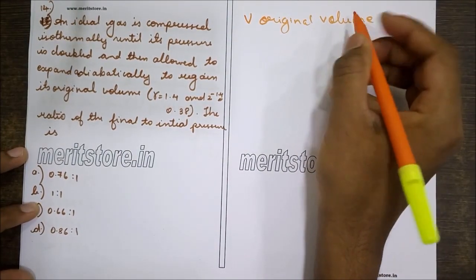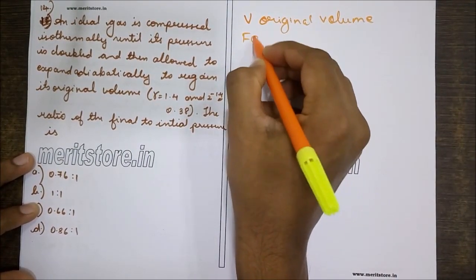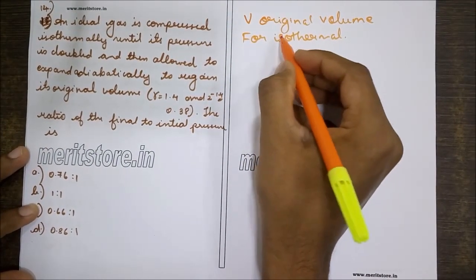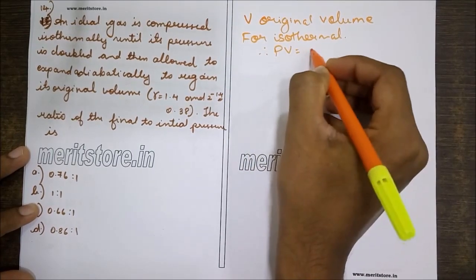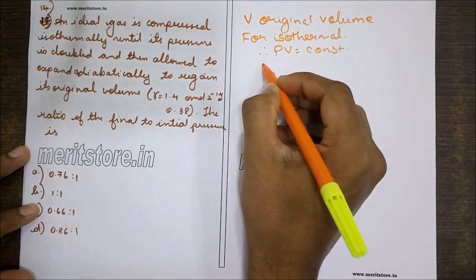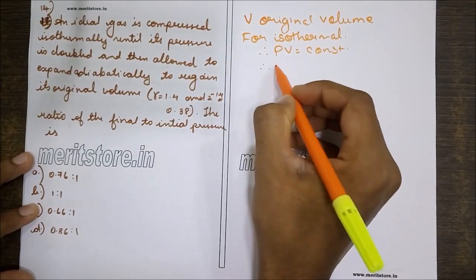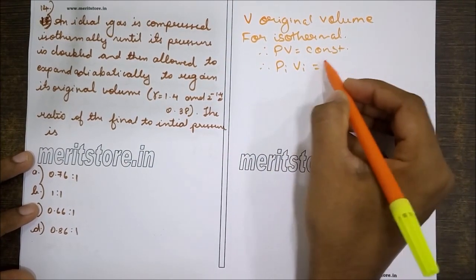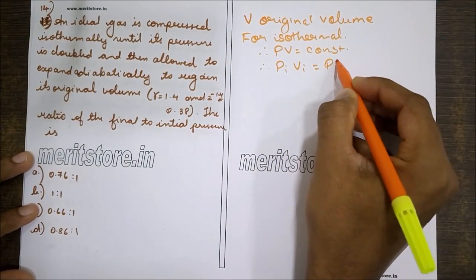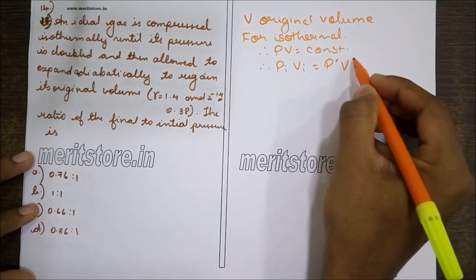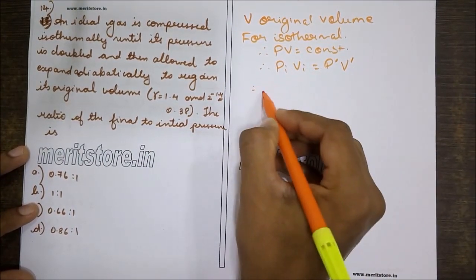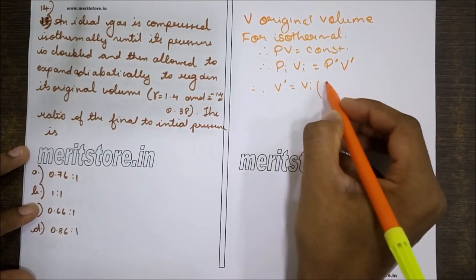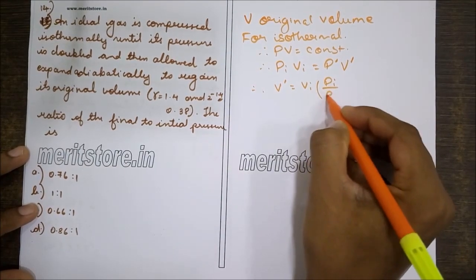So let V be the original volume. For an isothermal process, temperature is constant, so PV is equal to a constant. So for this process, initial pressure times initial volume would be equal to the intermediate, let's call it P dash, intermediate pressure and intermediate volume. So the intermediate volume would be V initial times initial pressure upon the intermediate pressure.